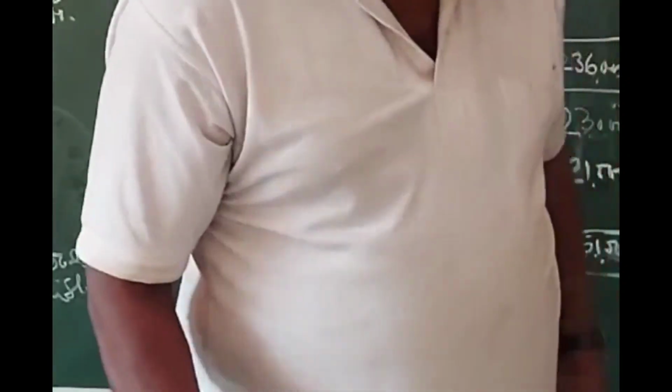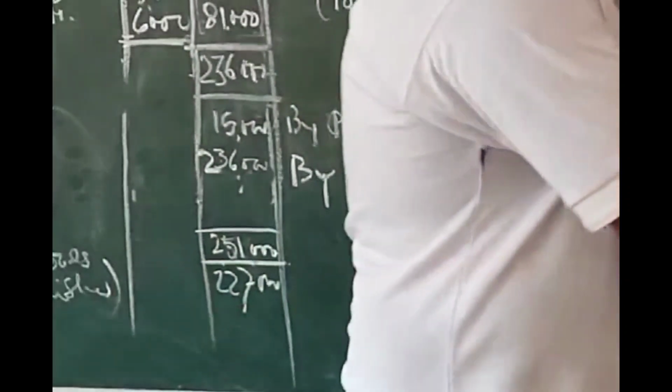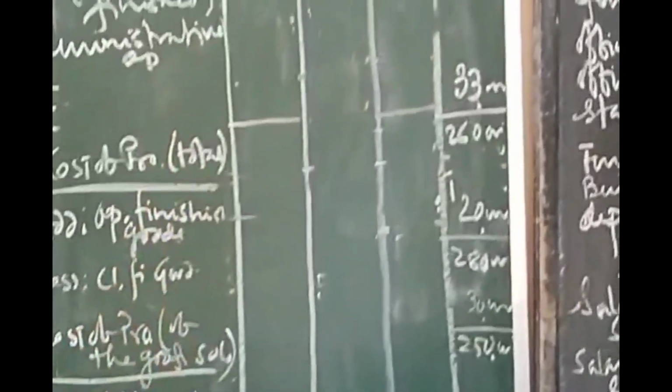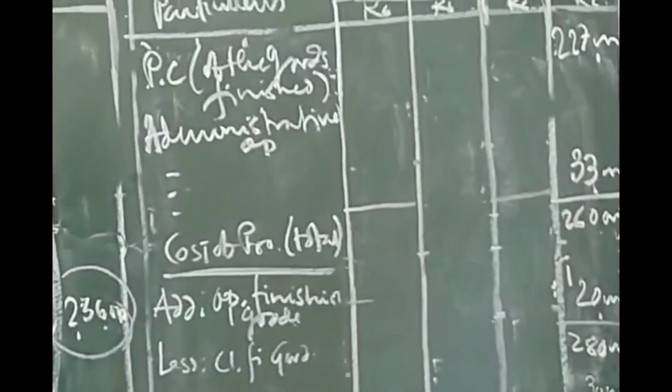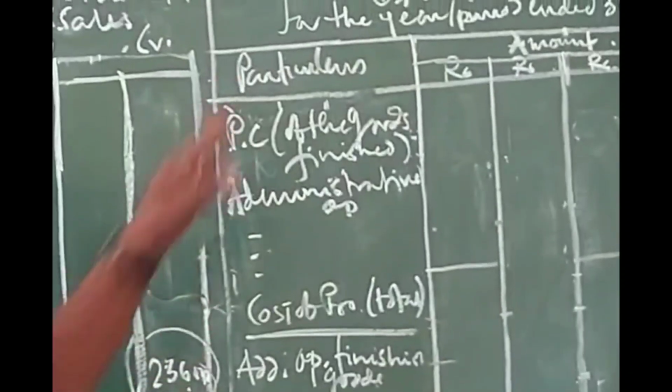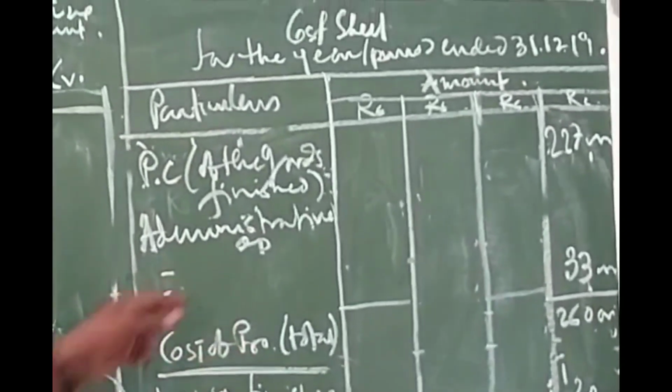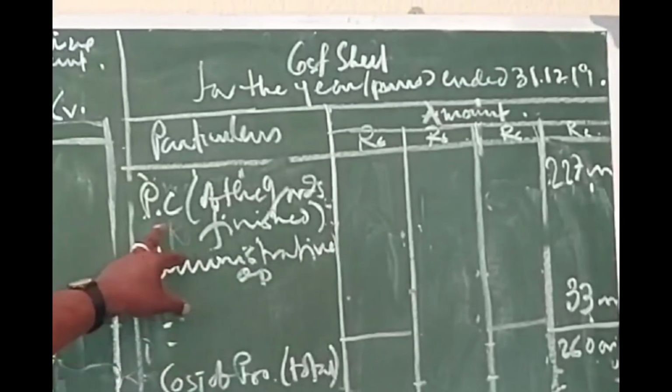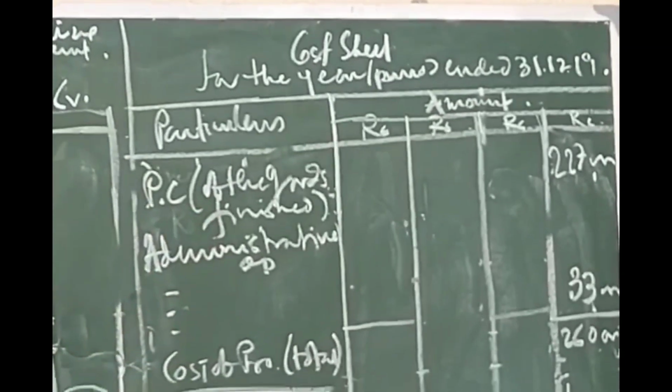Now proceed with the information given. In today's session we will complete the cost sheet. I have already told you the production cost of the goods finished, which is 2,30,000.